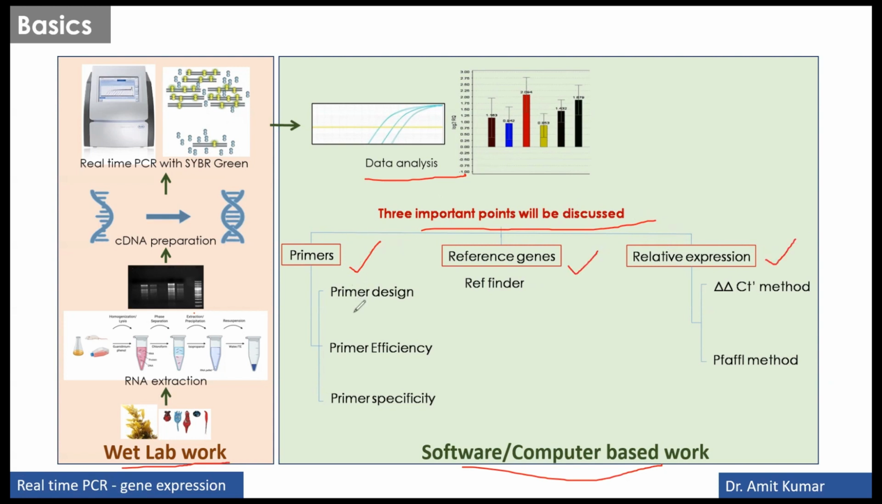So in primer, like primer designing, what is the primer efficiency and specificity, that we will look at. In the reference gene, the different algorithms which are used to find out the reference gene, that we will see. And then finally, once everything is done, we will go for the relative expression. There are several different methods which are generally used for the relative expression, for example, the delta CT method or the Pfaffl method, right? So we will look into all of those one by one in different videos.